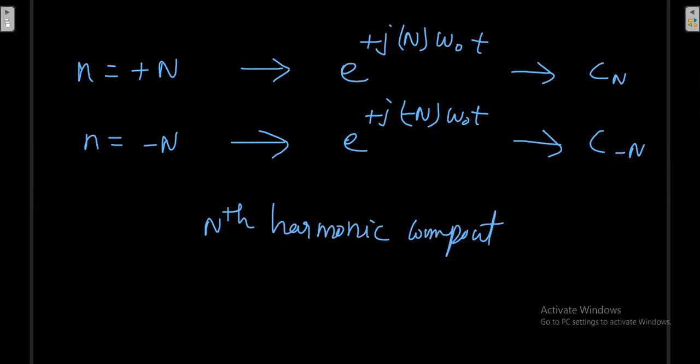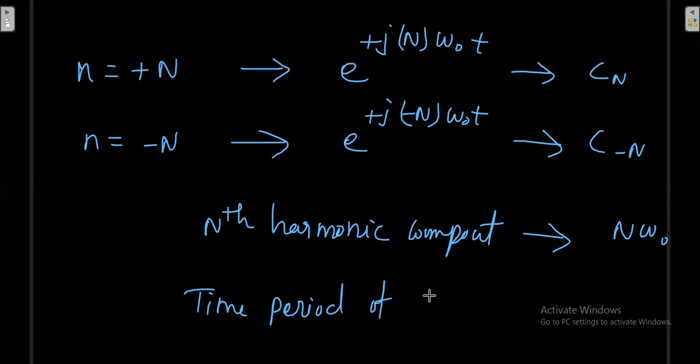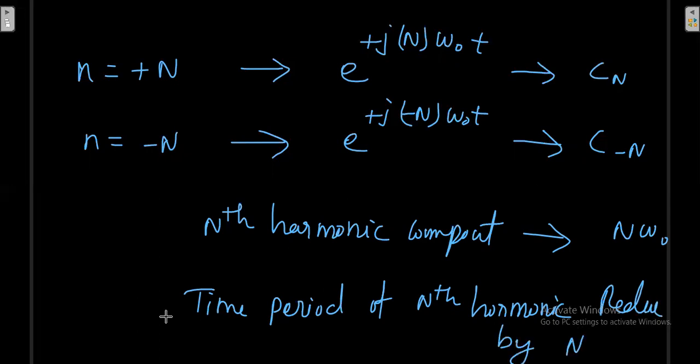In the case of the nth harmonic component, the frequency increases by the factor of n, so the time period will reduce by the factor of n. The time period of the nth harmonic component will reduce by n, because as the frequency increases by the factor of capital N, definitely the time period of that component has to decrease by the factor of capital N.